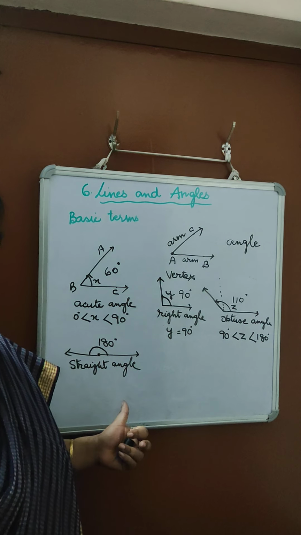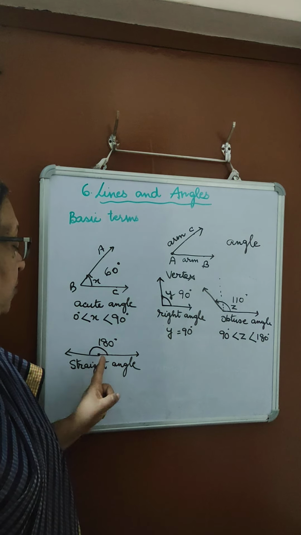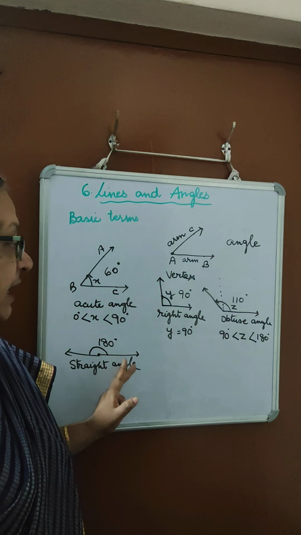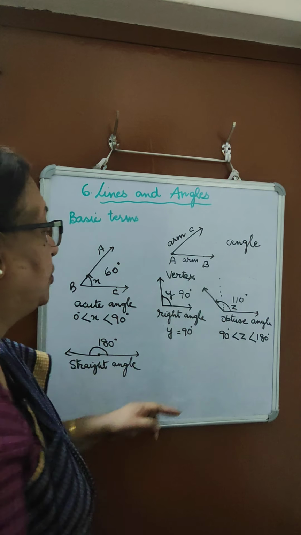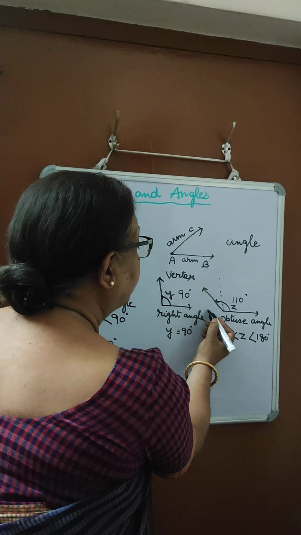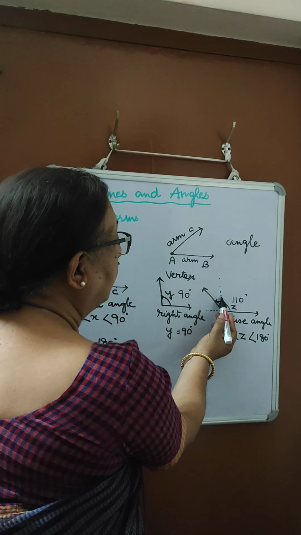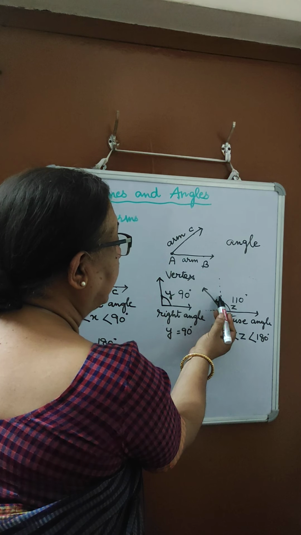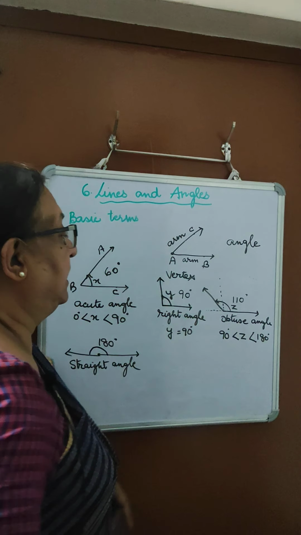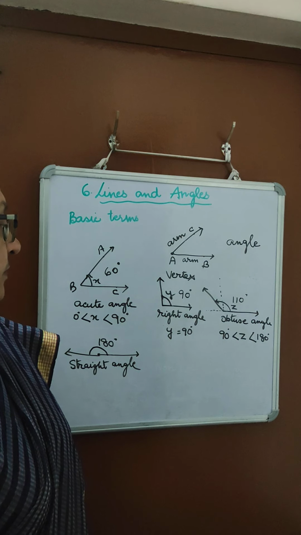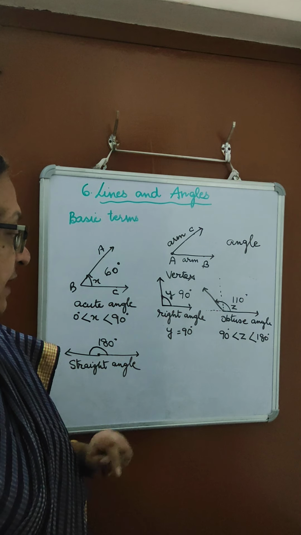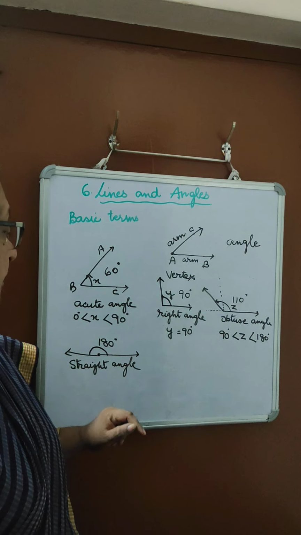Okay, so what is a straight angle? If the measure of the angle is 180, it is a straight angle. For an obtuse angle, this must be less than the 180 straight line. So this measure has to be more than 90 and less than 180. This angle is an obtuse angle.